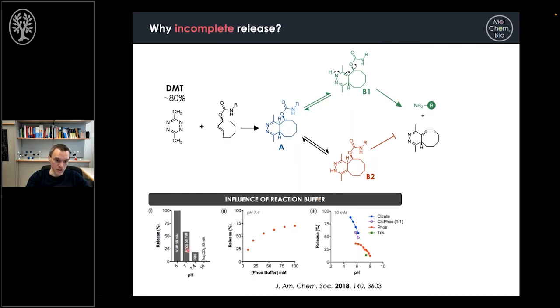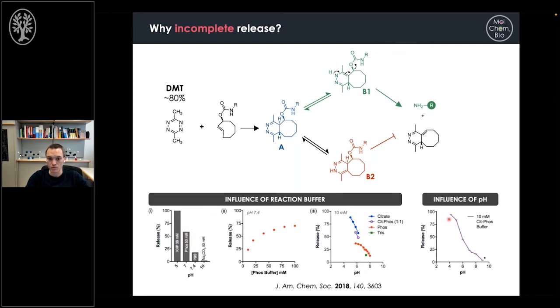So which buffer is used, how concentrated the buffer is, and most importantly, also pH. So at physiological pH, as you can see here, we basically found out that the release is sometimes limited to only 20%. And even when we started this reaction at the higher pH, for example pH 9 or 8, and let it stir for a while, and then went back to acidic conditions, we could not improve release. So we were like, okay, something is going on.